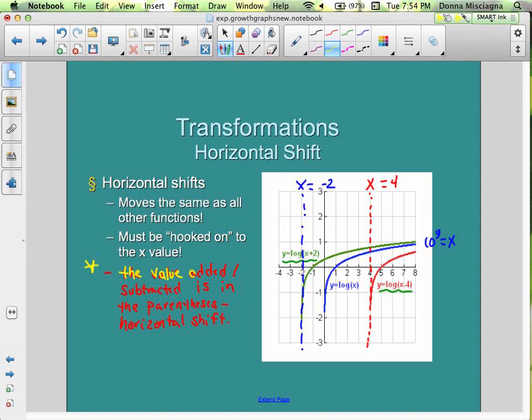The value added, subtracted, is in the parentheses.